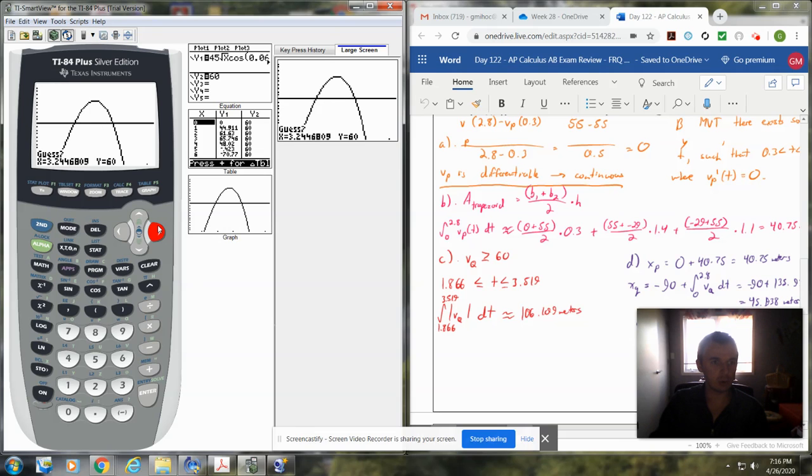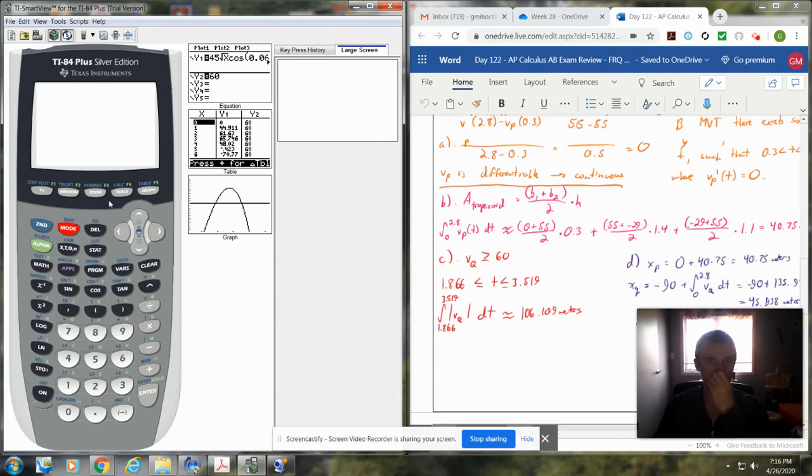So let's scroll to that second intersection point. Press enter again, and then the calculator gives us that 3.519, which is the other t value that we want. So that's how you find intersection points between 2 graphs. So let's get to the integral part. To get out of this graph, you want to do second mode. That brings us back to our blank screen, or home screen, in other words.